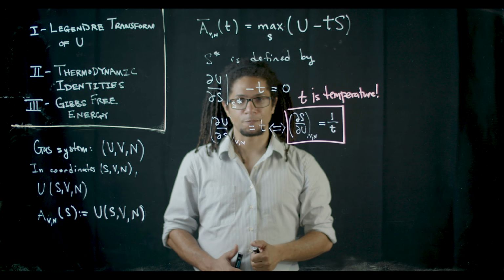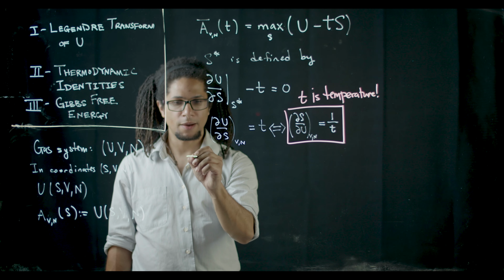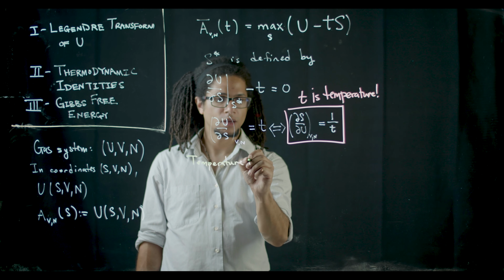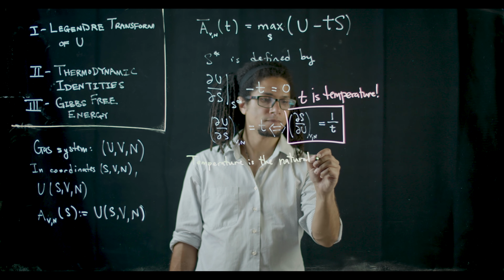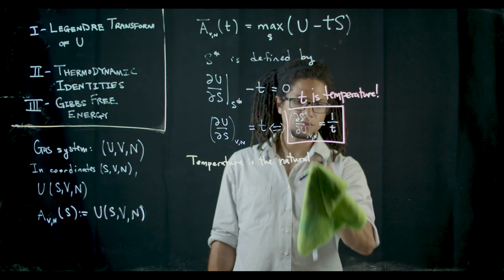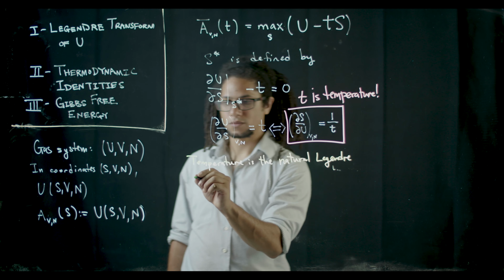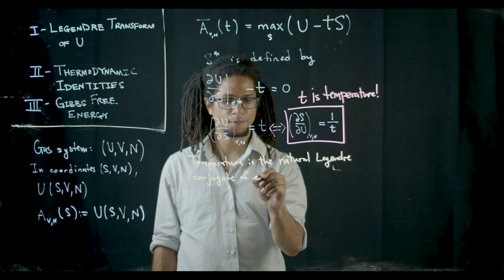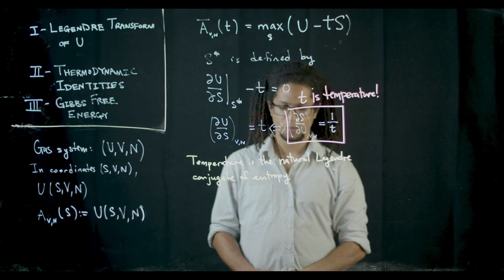And that's somewhat astounding. So let's write what we've figured out. Temperature is the natural Legendre conjugate of entropy under this change.